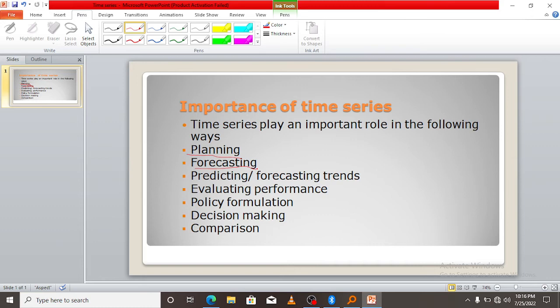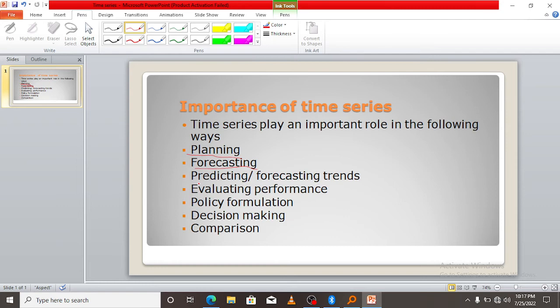Let's go to the third importance. That is predicting trends or forecasting trends. So you can say we expect an upward trend, so we expect our sales to increase in this year or the other year. We can use time series to predict trends. An upward trend implies an increase. A downward trend implies a decrease. Let me show you.